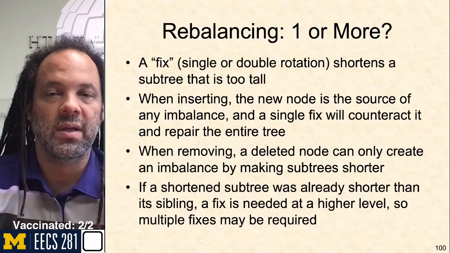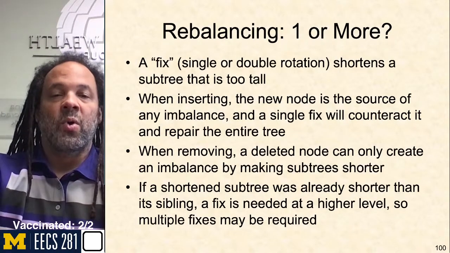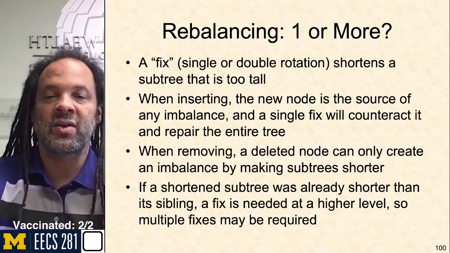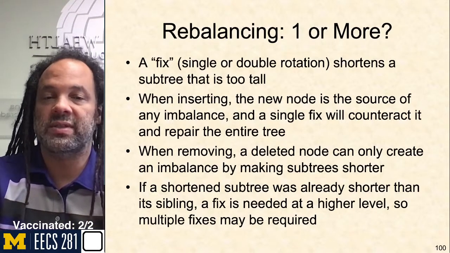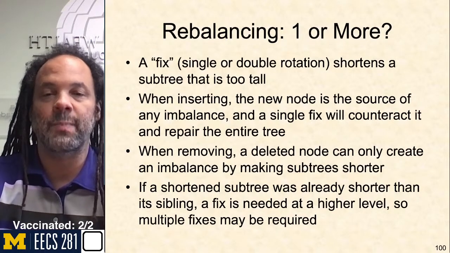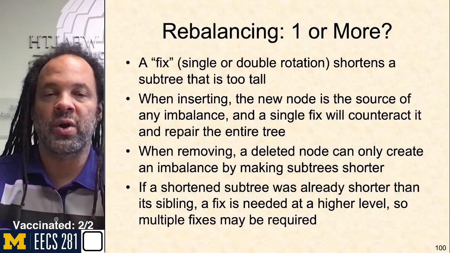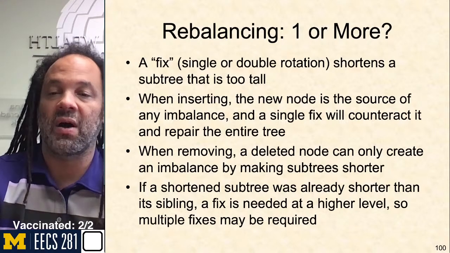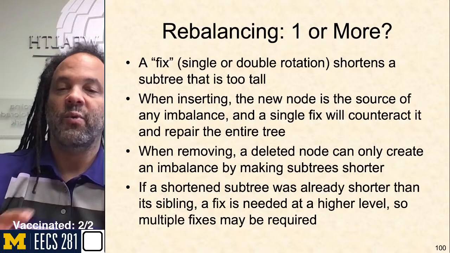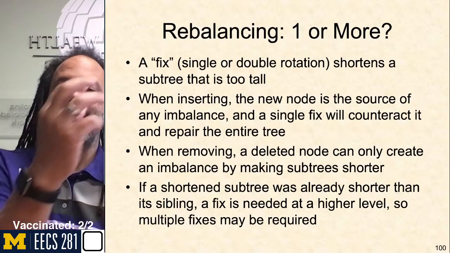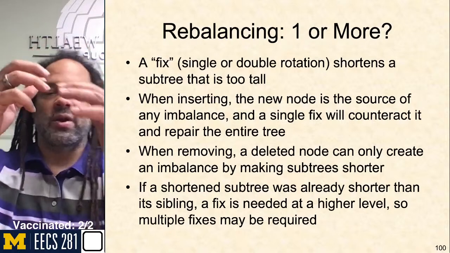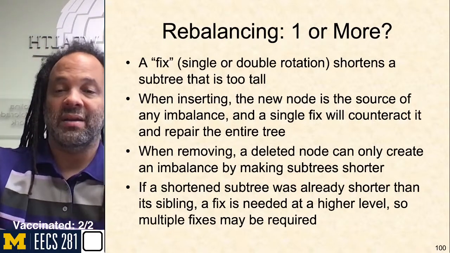All right. Rebalancing one or more. I've already mentioned this a couple of times. Here's a slide that should stick this in your mind. A fix, which is either a single or double rotation, right? We don't think of it as rotation. We think of it as fixes. A fix shortens one subtree that is too tall. That's how it works. So when we've inserted and we need to fix, we've just created this problem by making it taller, by adding the thing. So if I fix that and shorten it, then I'm done.